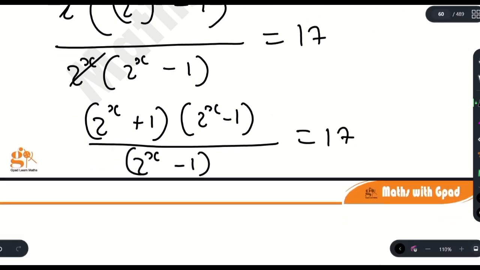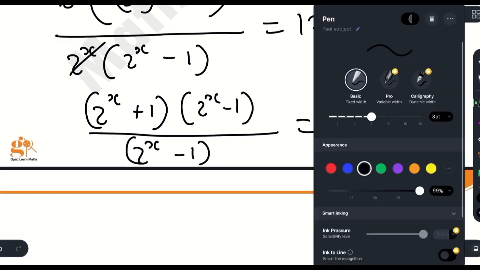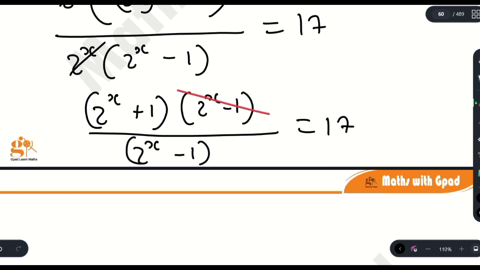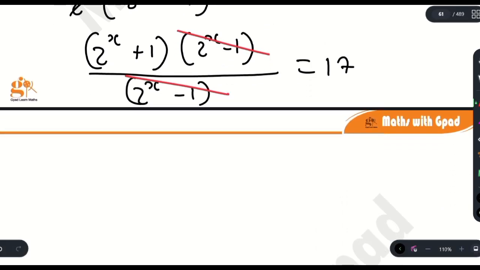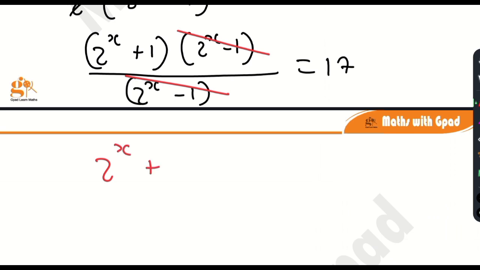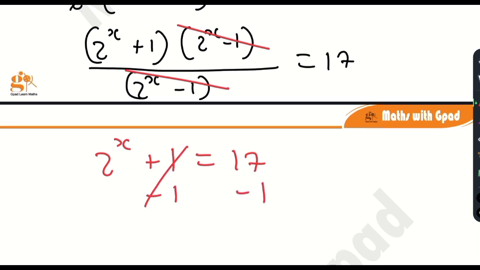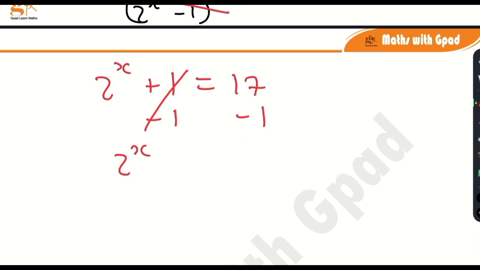Can you see what is happening? This and this are similar, so they cancel out. And what do I have left? I have 2 raised to the power of x plus 1 is equal to 17. So I'm going to subtract 1 from both sides, to get rid of 1 from here. I now have 2 raised to the power of x is equal to, what is 17 minus 1?